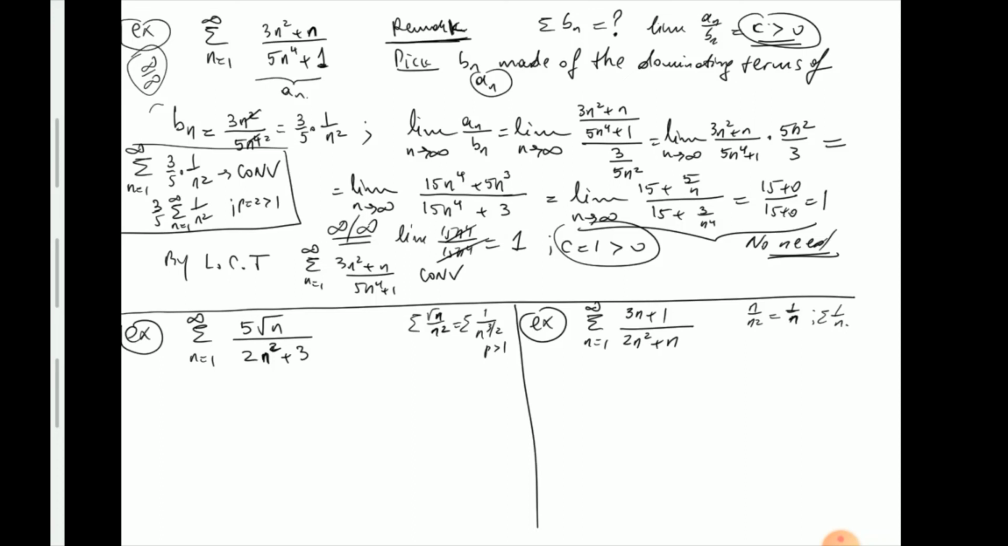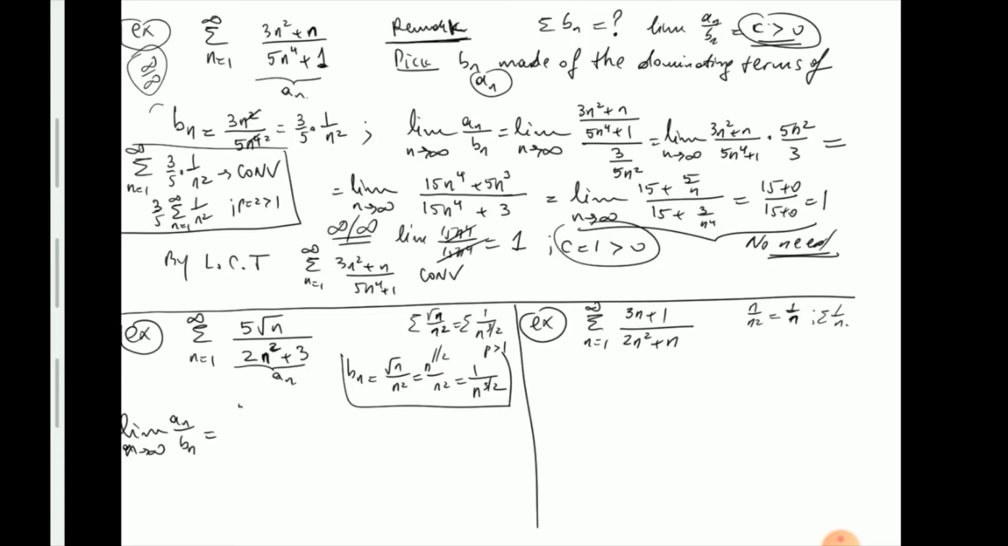So limit comparison test. This is your an. I'm going to pick bn, let's ignore the constants for now. You can include 5 and 2, but you don't have to. Let's pick bn to be root n over n squared, which again simplifies to 1 over n to the 3 halves. So keep that in mind. We have this bn, and now let's compute the limit as n goes to infinity of an over bn.